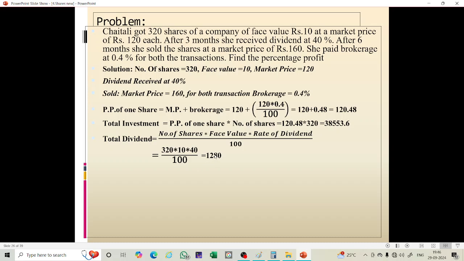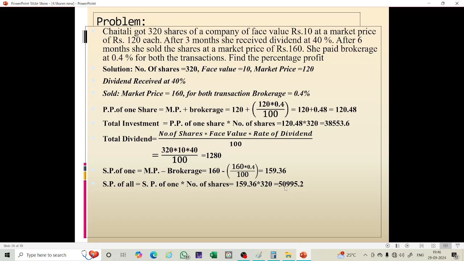1280 rupees. After this we will find the selling price of one share from the market price of one share and brokerage. So market price minus brokerage, this is our formula to find the selling price of one share. 160 minus 160 into 0.4 upon 100. From this we get the selling price of one share, which is 159.36. Also we will find the selling price of all shares by using the formula number of shares into selling price of one share, and from this we get 50,995.2. This is the selling price of all shares.